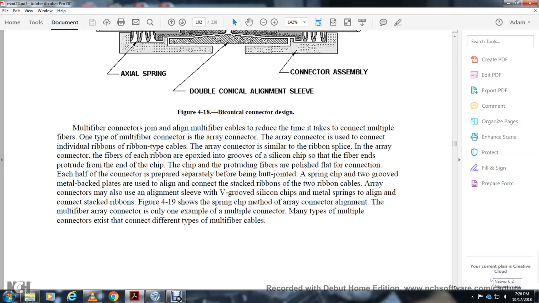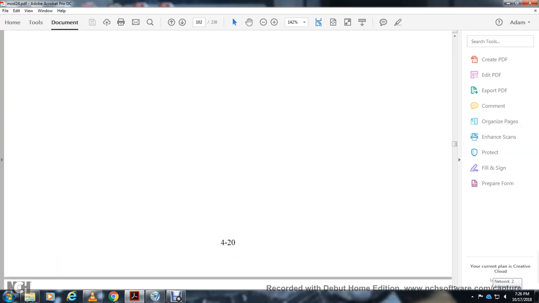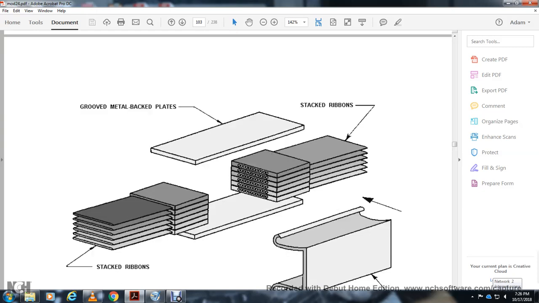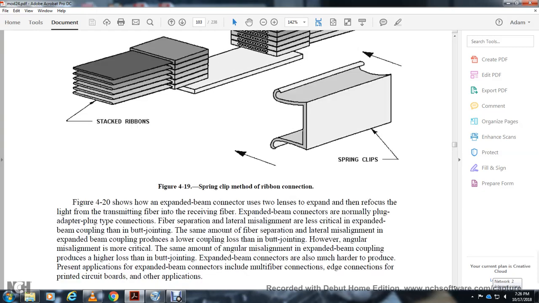The multi-fiber array connector is only one example of the many types of multi-fiber connectors for different types of multi-fiber cables. Over the groove, the back plate, the stacked ribbons, and the spring clips.